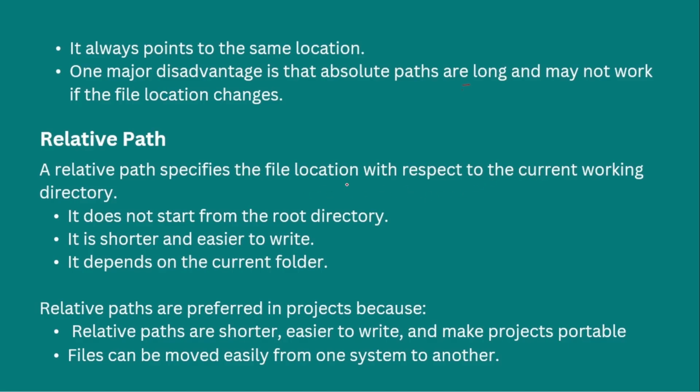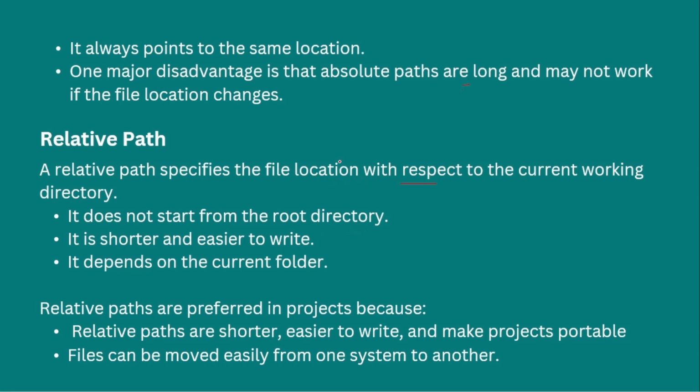Then we have relative path. A relative path specifies the file location with respect to the current working directory. It does not start from the root directory. It is shorter and easier to write. It depends on the current folder. So relative paths are preferred in projects because they are shorter, easier to write, and make projects portable. Files can be moved easily from one system to another. So relative path specifies the file location with respect to the current working directory.